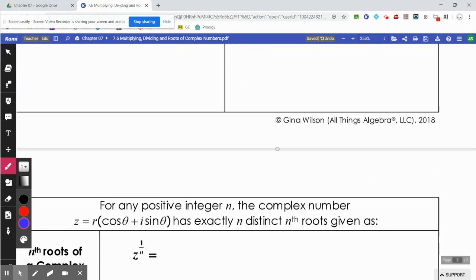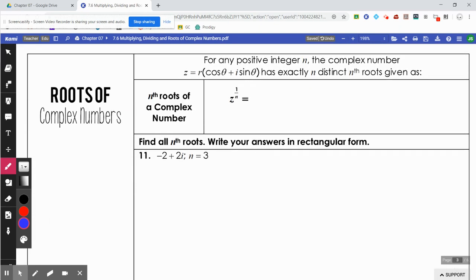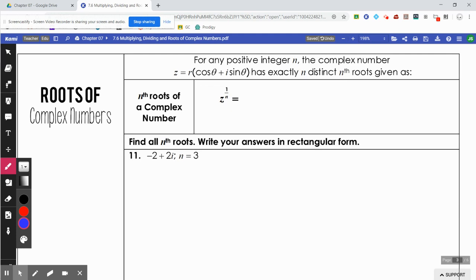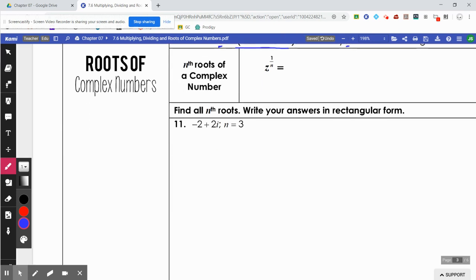Now, let's use that same idea. And now let's take some roots of complex numbers. For any positive integer n, the complex number z, which is still given as cosine theta plus I sine theta, has exactly n distinct nth roots. Now, let's remind you that what we're actually doing here is we're taking like square roots. A square root of x is the same thing as x to the 1/2 power. The cube root of x is the same thing as x to the 1/3 power. So we're still raising things to powers. We're actually still following the exact same steps as we did before.